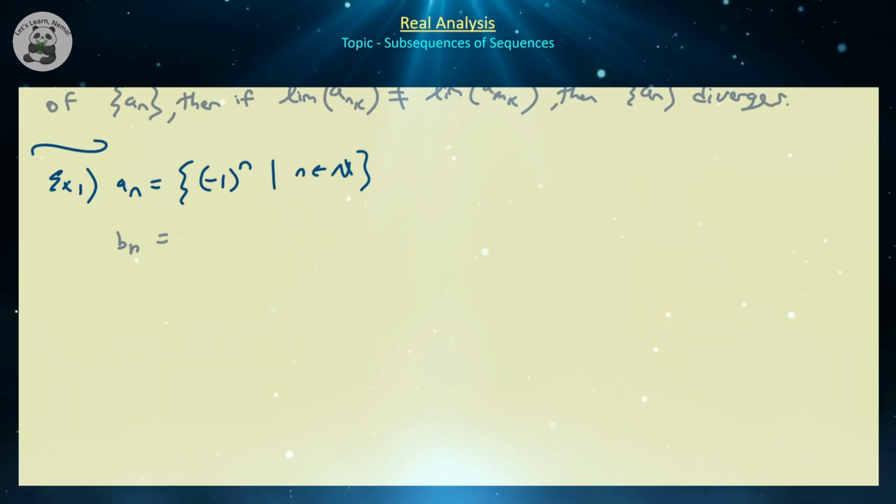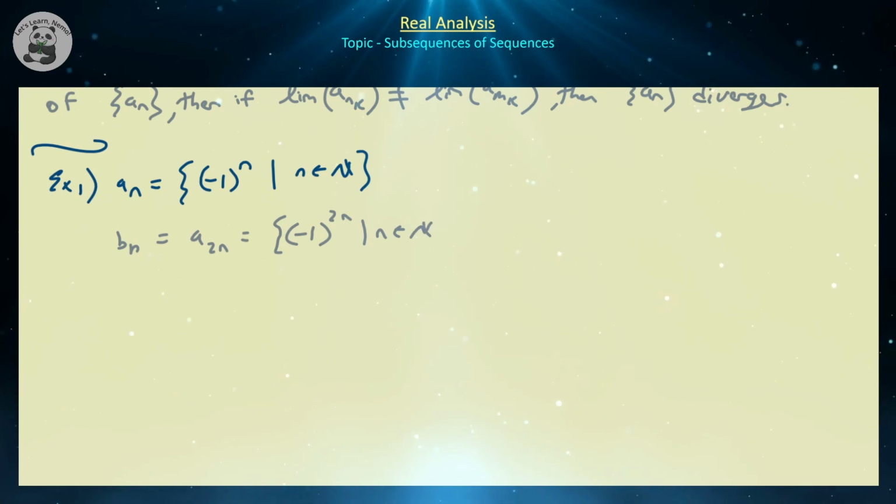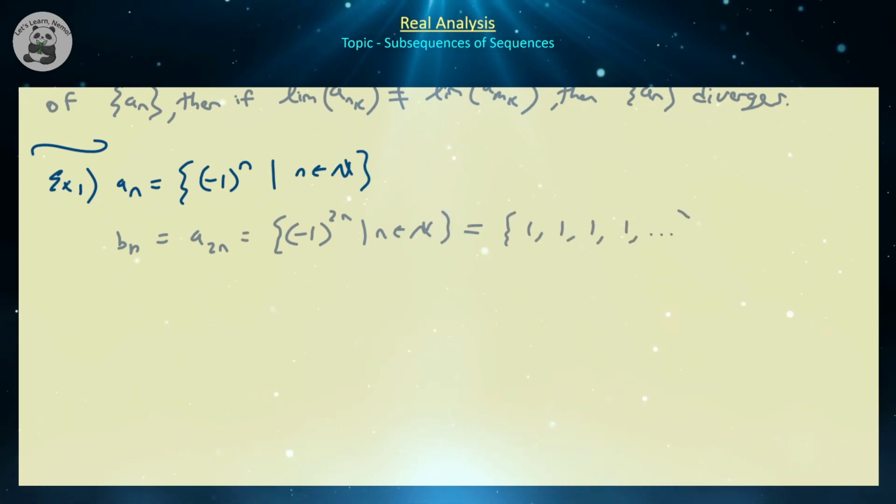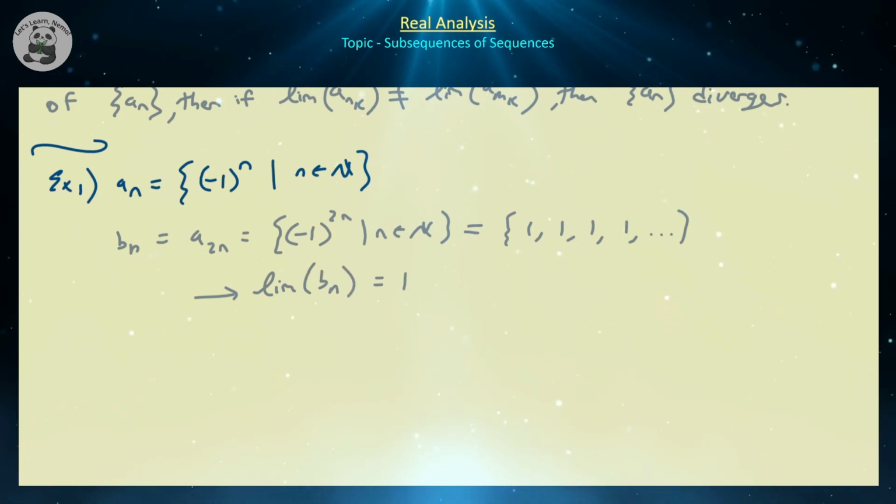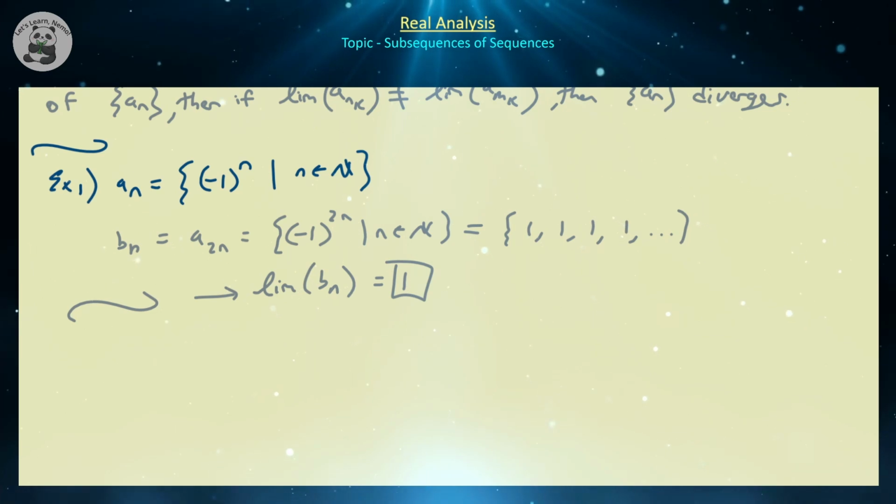So choose Bn to be equal to A2n, where n is in the set of natural numbers. By definition, that's going to be (-1)^(2n), where n is in the set of naturals, which is going to be equal to 1, 1, 1, 1, and so on. And using the definition of limits of sequences, you should be able to verify that the limit of Bn will be equal to 1.